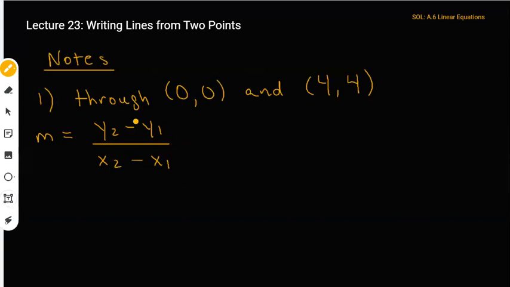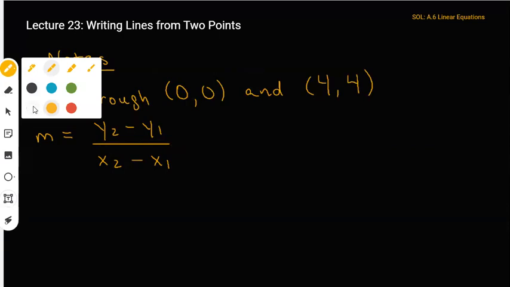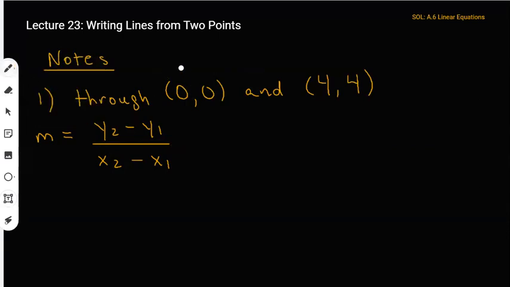So what we're going to do is we're going to take these numbers and put them in this formula. The first thing I want to do is label my ordered pairs. So this would be the first x coordinate. This would be the first y coordinate. The x value always comes first. This will be my second x value, and this will be my second y value. So the first point is always going to get 1s, and the second point is always going to get 2s. So let's go ahead and put these numbers into this formula.